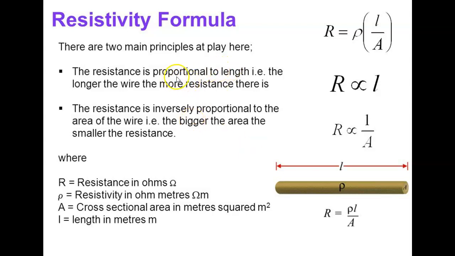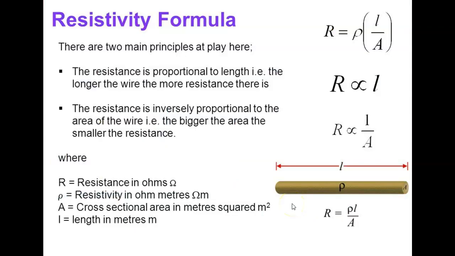Okay, so again, the resistance is proportional to the length. So the longer the wire, the more resistance there is. And the resistance is inversely proportional to the area. So the bigger the area, the smaller the resistance. And you end up with this formula: resistance equals ρ, the resistivity, times the length divided by the cross-sectional area. Because the bigger the cross-sectional area, the lower the resistance. The resistivity is dependent upon different materials at certain points, and you will be asked to rearrange this resistivity equation and look at what things cause changes in resistivity.